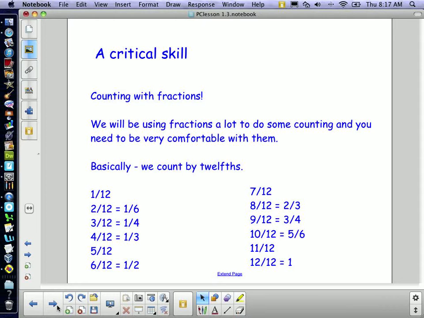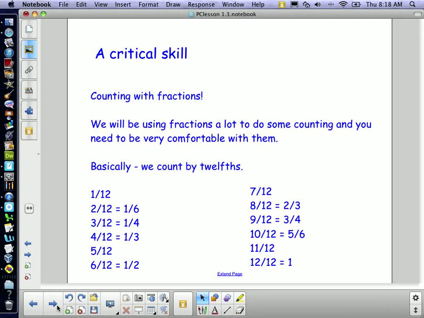3 12ths is a quarter. 4 12ths is a third. 5 12ths, which does not reduce. 6 12ths is a half. 7 12ths does not reduce. 8 12ths is 2/3. 9 12ths is 3/4. 10 12ths is 5/6. 11 12ths does not reduce, and of course 12 12ths is 1. The idea of counting by 12ths is going to be important to us, and understanding that.